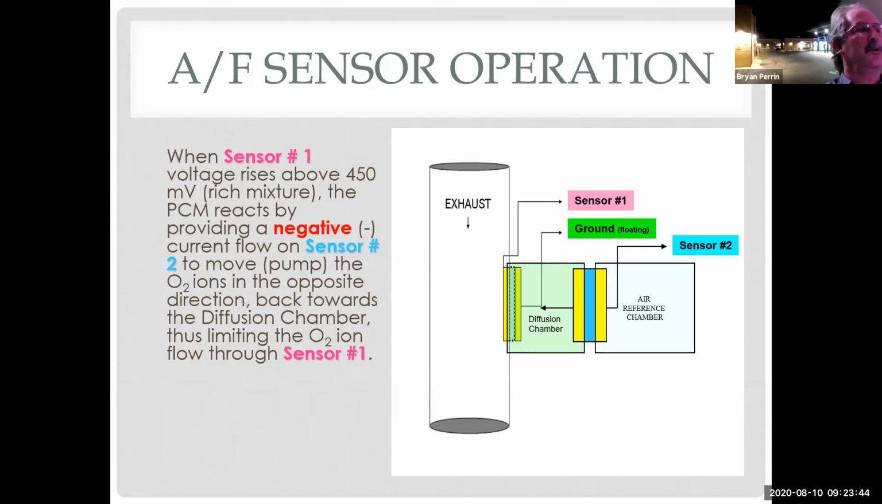Now, when sensor 1 voltage rises above 450 millivolts, the PCM reacts by providing a negative current flow to sensor 2 to move the pump ions in the opposite direction back towards the diffusion chamber, thus limiting the O2 ion flow through sensor 1.